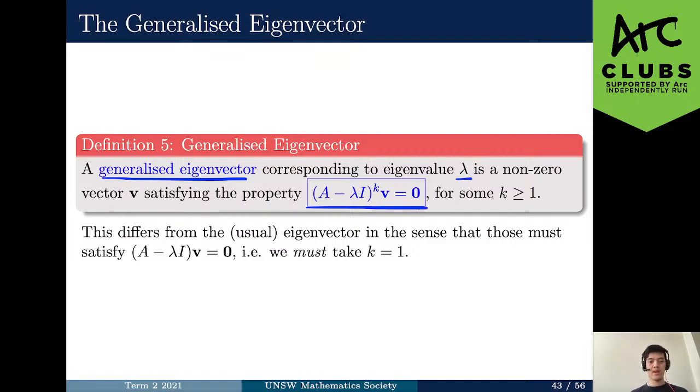So it might not be in the kernel of A minus lambda I, but it could be in the kernel of A minus lambda I squared. If it's in the kernel of A minus lambda I squared, I would say it is a generalized eigenvector corresponding to that eigenvalue lambda. But it would not be an eigenvector. Normally an eigenvector satisfies this, which is just the case where k is equal to 1. A generalized eigenvector might have a higher value for k.